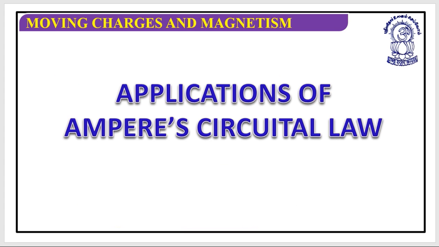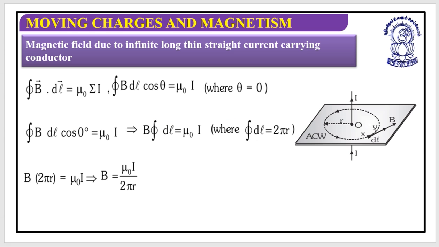Great. Now let's look at the applications of Ampere's circuital law. First, the magnetic field due to an infinite long thin straight current carrying conductor. For this we have already derived the relation according to the Biot-Savart law, if you remember. It was for finite and then we switched to infinite. So we are doing the same thing, but according to Ampere's circuital law. Let's see how to do this.